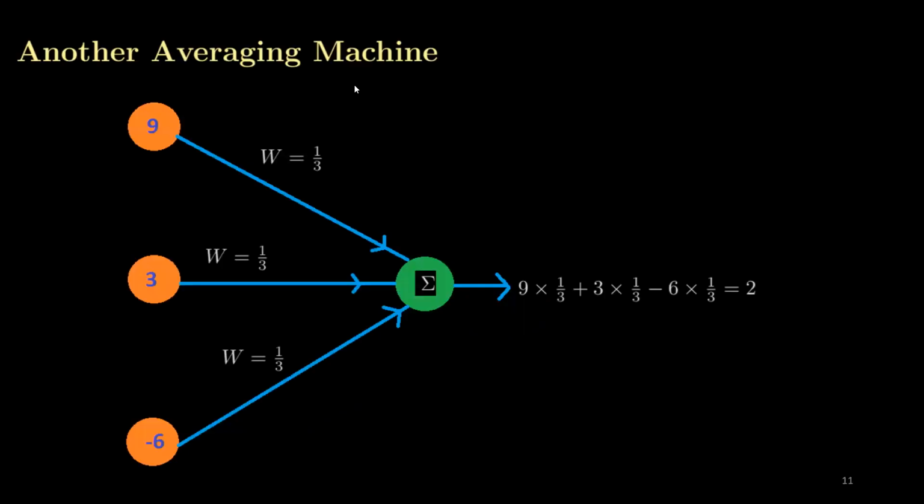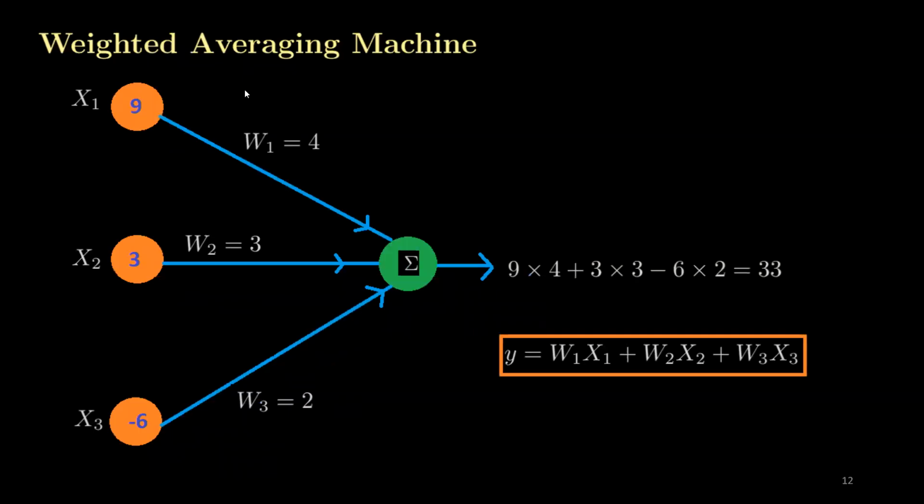This is another averaging machine. Here we have assigned equal weight to all the inputs, that is 1/3. So what will happen? This 1/3 will be multiplied with 9, so we will get 1/3 into 9. This 1/3 will multiply with 3, we will get 1/3 into 3. This 1/3 will be multiplied with this -6, so we will get 1/3 into -6. If we solve all of this, we will again get a value equal to 2. So this is another way of performing averaging.